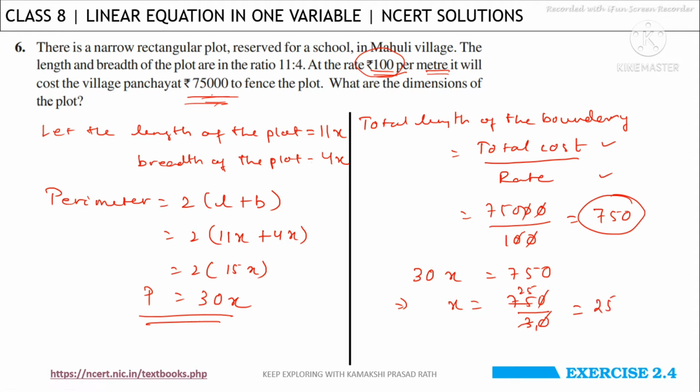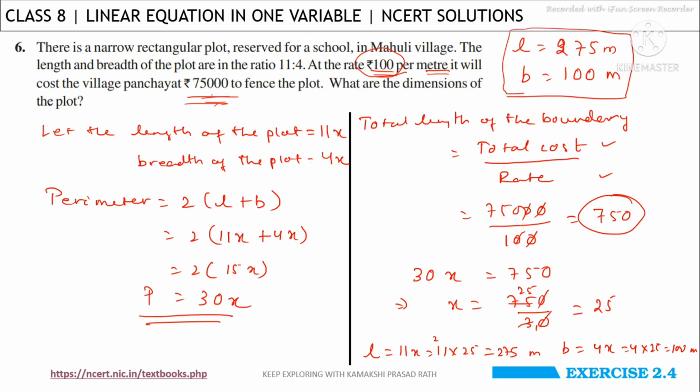So we need the dimensions of the plot. Length is 11x, so we get 11 multiplied by 25, that is 275 meters. And breadth is 4x, and 4x means 4 multiplied by 25, we get 100 meters. So here length is 275 meters and breadth is 100 meters. So these are the dimensions of the plot.